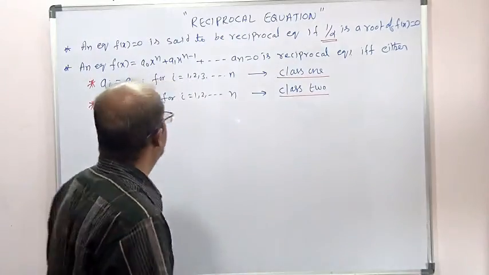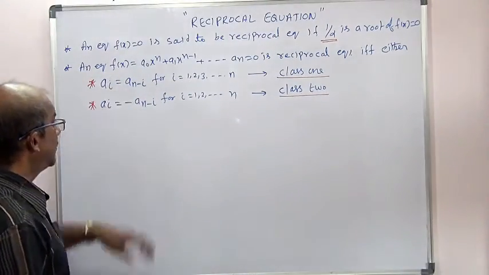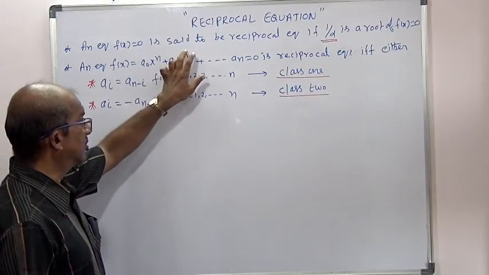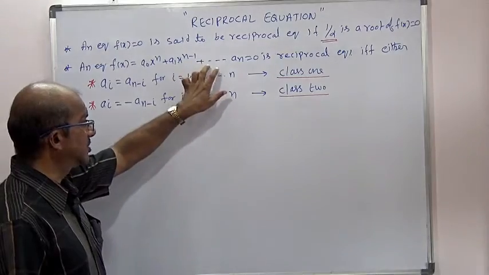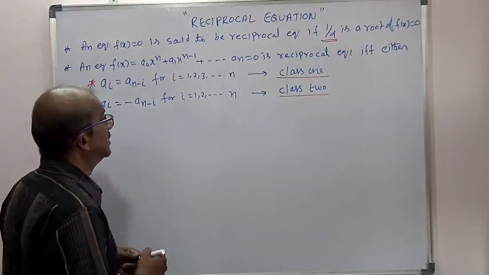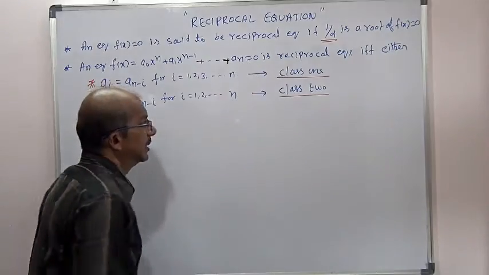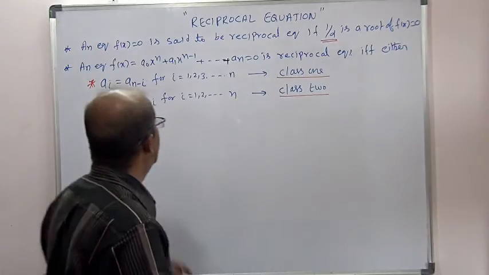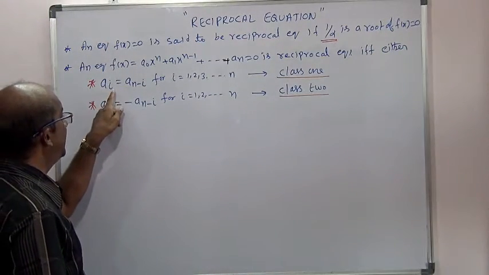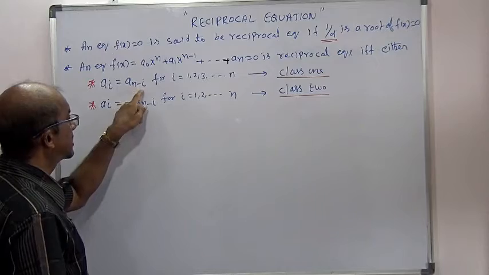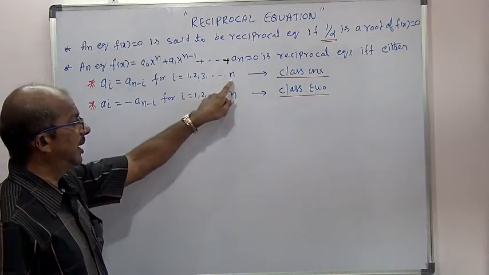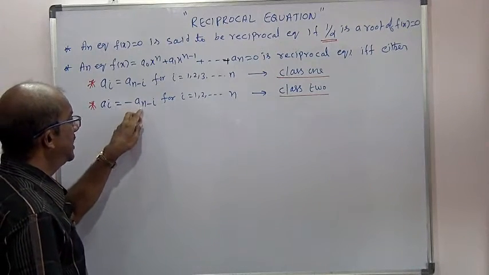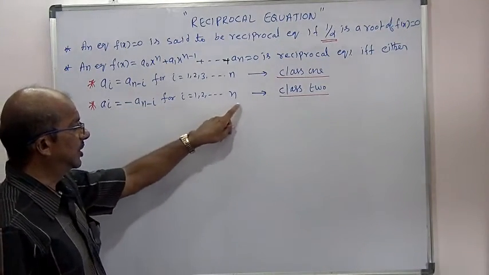Now, an equation f of x, what is f of x? a naught x to the power of n plus a1 x to the power of n minus 1 plus a2 x to the power of n minus 2 and so on, plus an is equal to 0, is a reciprocal equation if and only if either ai is equal to an minus i for i equal to 1, 2, 3 and so on n, or ai is equal to minus an minus i for i equal to 1, 2, 3, 4 and so on.